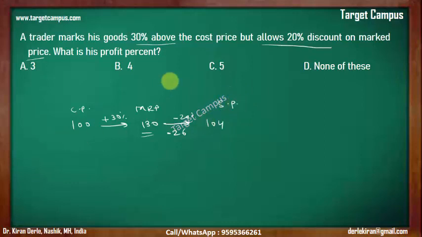This is selling price. What is his profit percent? The cost price is 100, the selling price is 104. What is his profit percent? It is 4%, right? 4% is the profit.